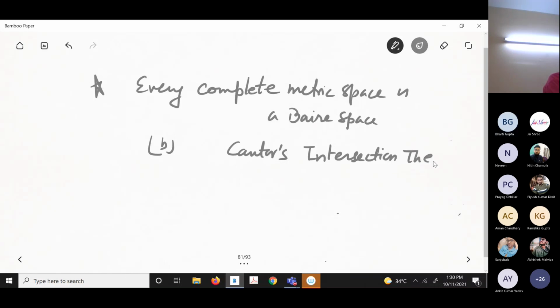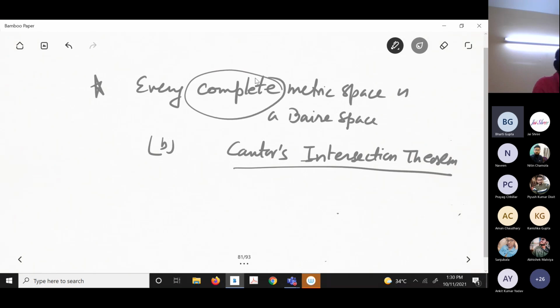I told you that Cantor's intersection theorem is important, in the sense that in order to prove many big, important results, we need this thing as a tool. It's a very powerful tool. Look, for Cantor's intersection theorem, we need a complete metric space. Using this, we prove that every complete metric space is a Baire space. And remember that if you have this, then this is a Baire space.